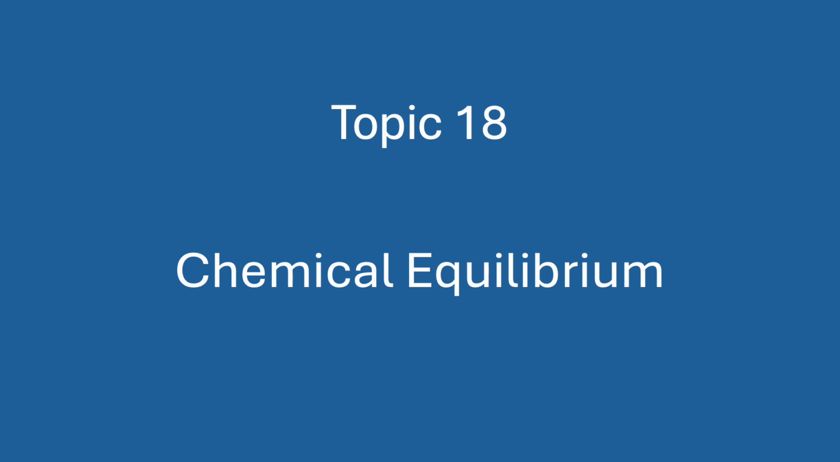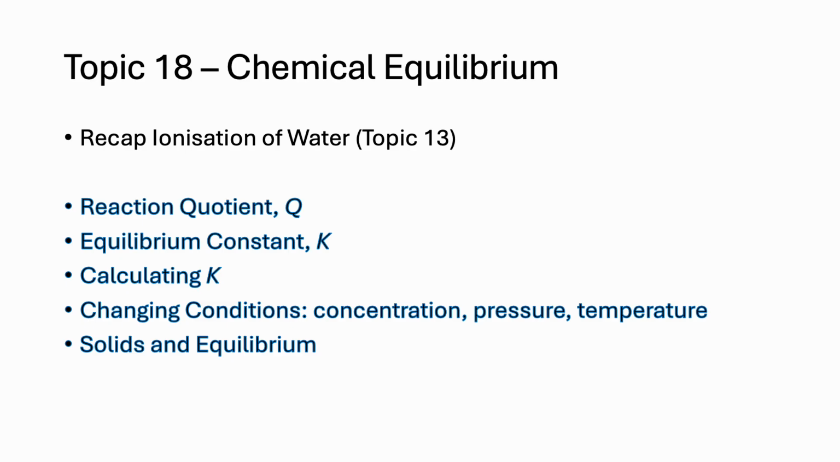Topic 18 focuses on chemical equilibrium and how we can quantify it. First, we recap the ionisation of water, which we came across in topic 13 in our discussion of acids and bases. We look at quantifying reactions that are reversible and calculating a reaction quotient, Q. This gives us a snapshot of the reaction at a particular instant.